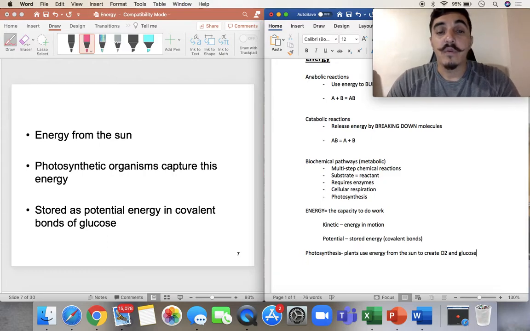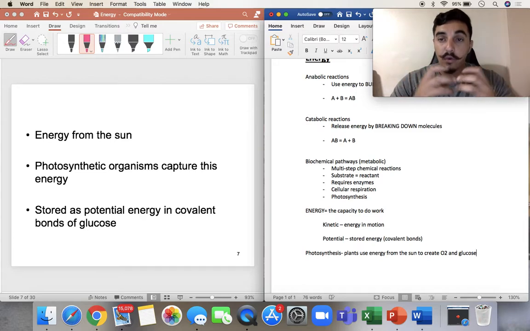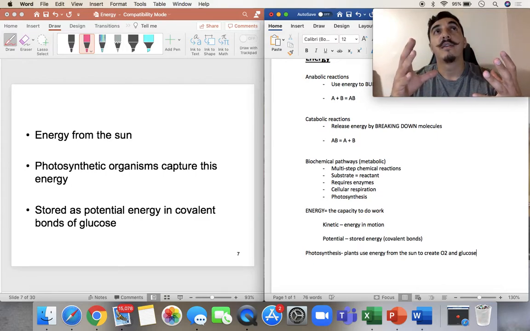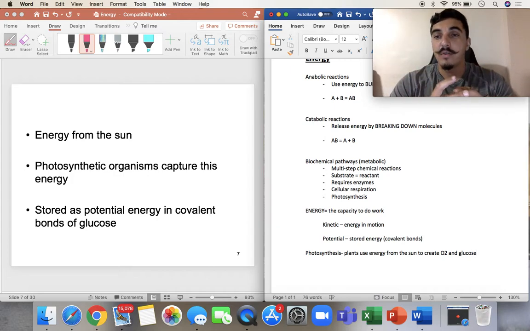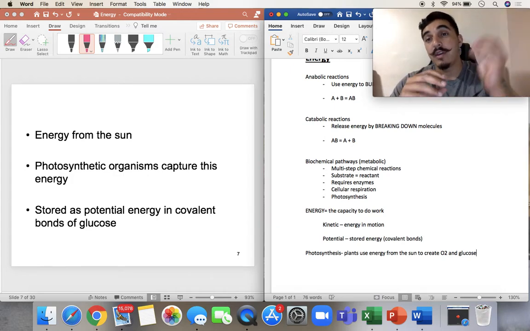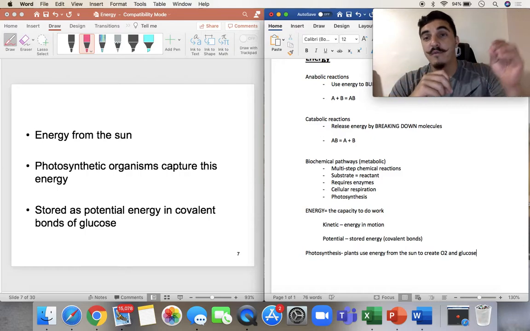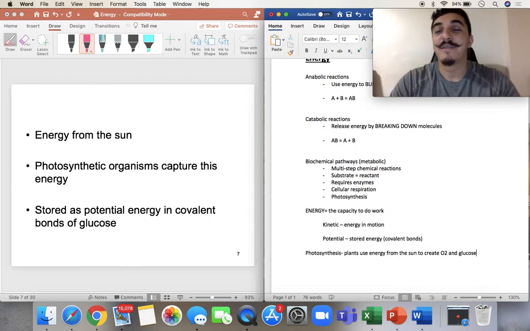Okay, so those photosynthetic organisms, or those plants, they're able to capture this energy, store it in their bonds of glucose for us to use later on. That's kind of crazy. So they're able to grab the energy from the sun and then somehow make some molecules or some food and store that energy in those bonds that are holding these molecules. So when we eat that apple, or when we eat that fruit or vegetable, we can get the energy from those bonds that came from the sun. Whoa, it's pretty crazy, huh? So that's how that works. So photosynthesis, those plants use that energy from the sun to create oxygen and glucose.